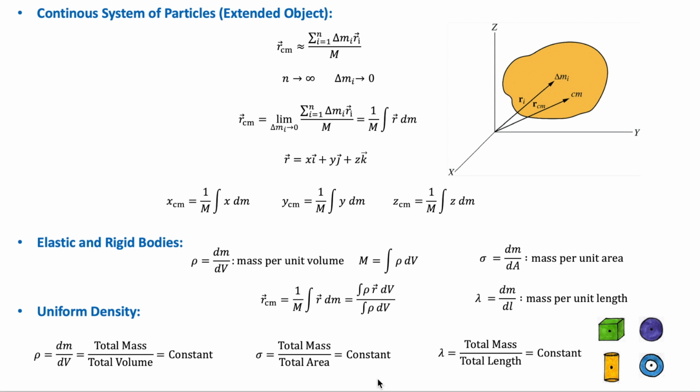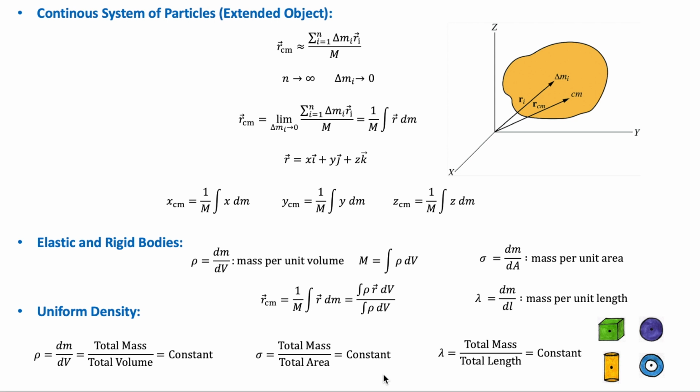So in solving problems, it is common to use the volume density, which is defined as the mass per unit volume. And the total mass of a rigid object can be written as the integration of rho dV. And so the center of mass may be written this way for a rigid object. So rho may be a function of position, so it can vary from point to point within the object. And also, if the object has a uniform density, so it's a homogeneous object, then rho is written as total mass over total volume, and it has a constant value.